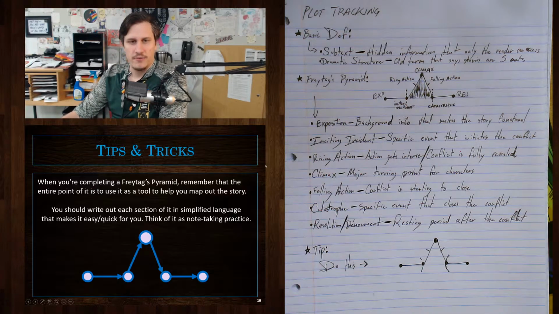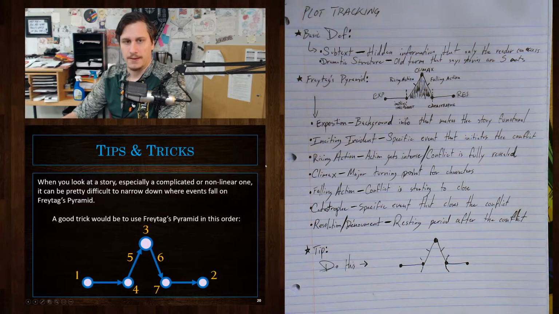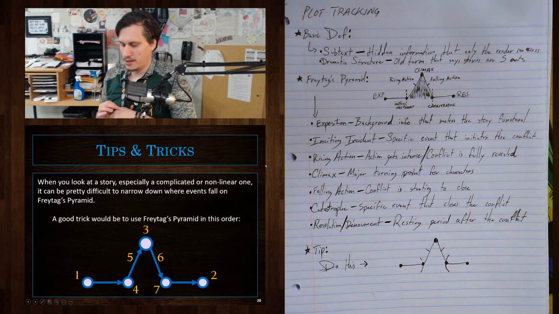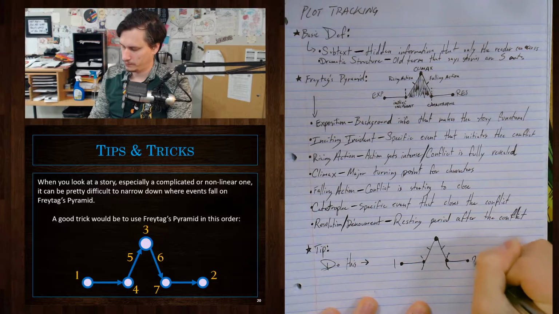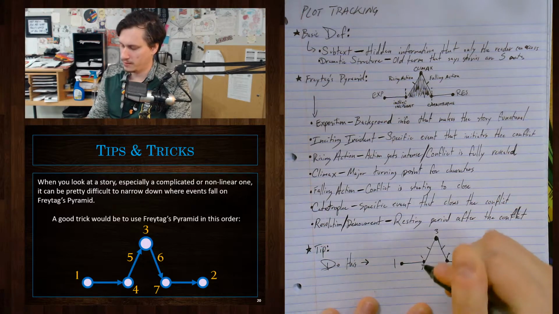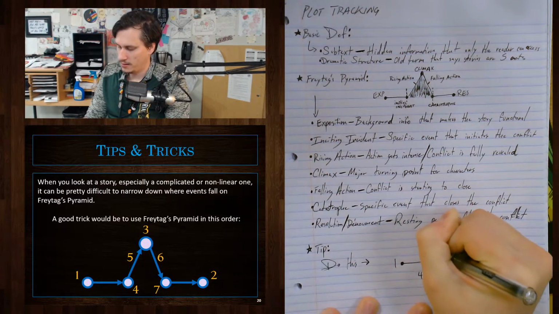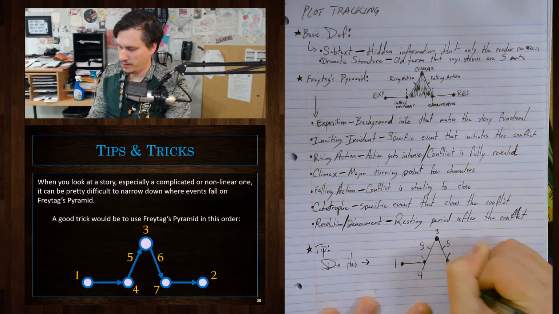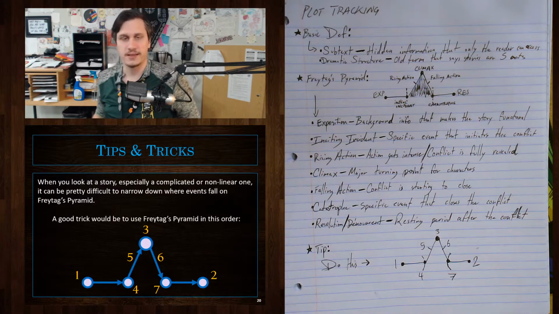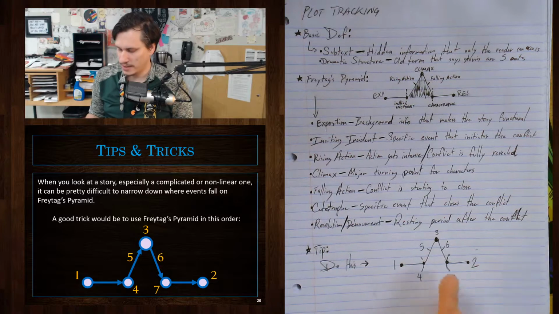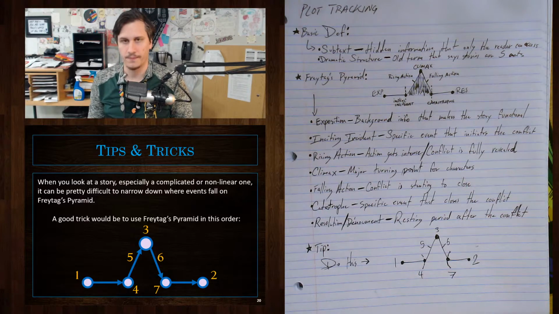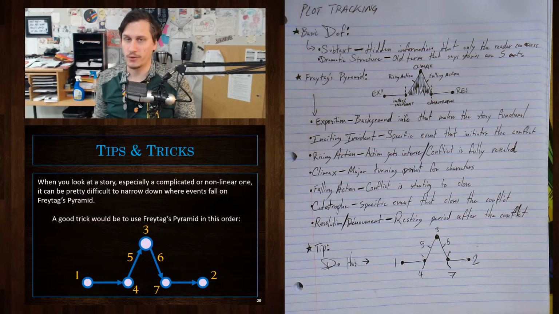So I have my little diagram right here. This is what I recommend you do. And again, this isn't perfect. It doesn't work for everybody. But I have started doing this with my students, and it has great success. Do Freytag's pyramid in this order. Don't go left to right. Don't go right to left.